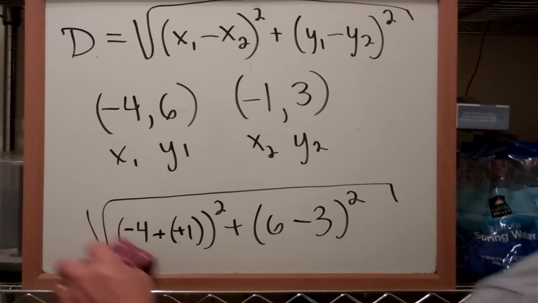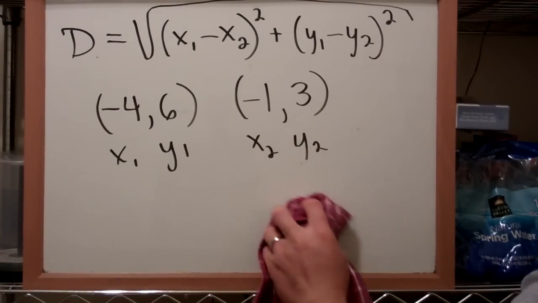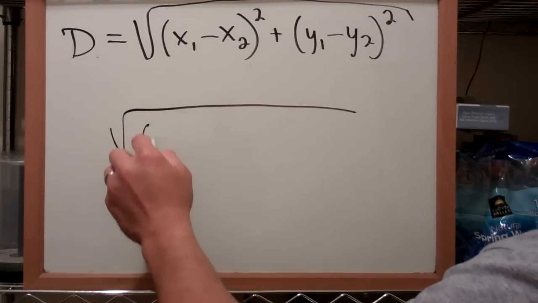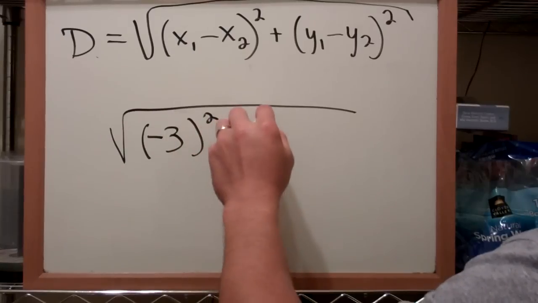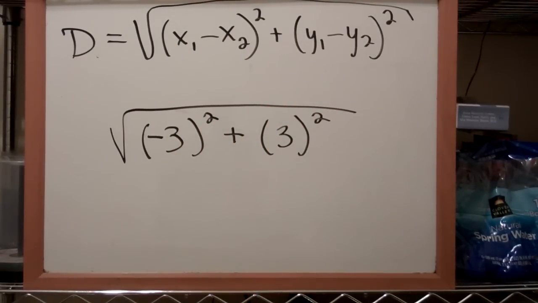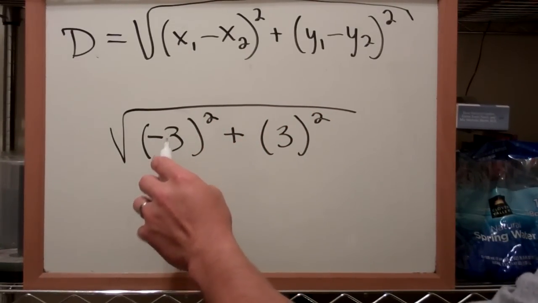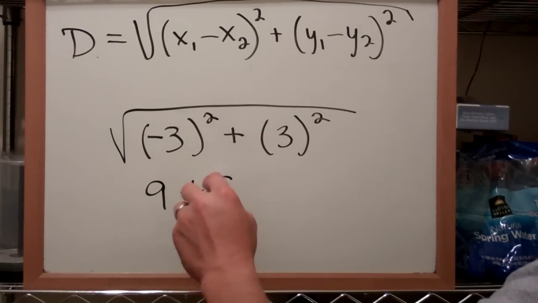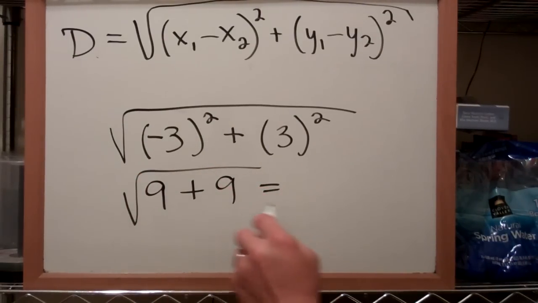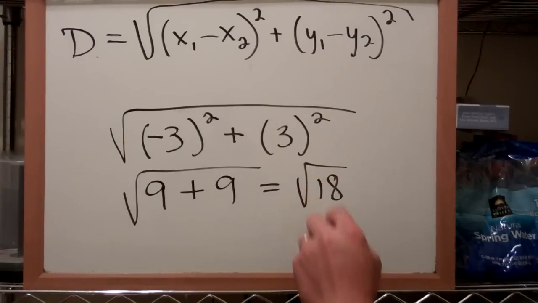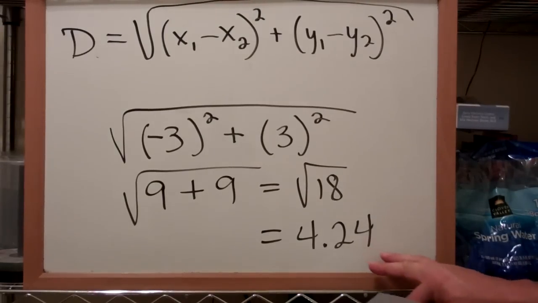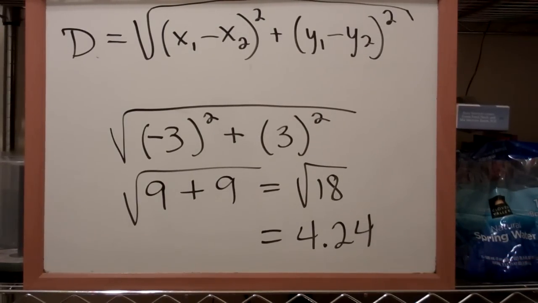So really inside the radical here, we have the square root of -3 squared plus 3 squared. -3 squared is going to be -3 times -3, which is a positive 9. Plus 3 times 3, which is 9. And then 9 plus 9 is 18. And then the square root of 18 is approximately 4.24. So the distance here would be 4.24 units, since we're not sure exactly what type of units we're dealing with.